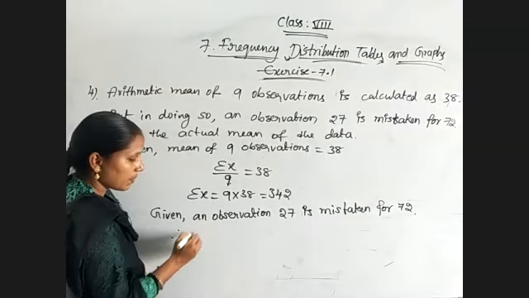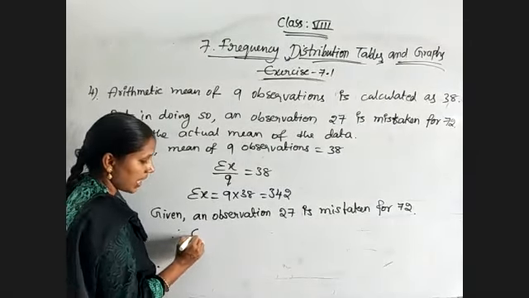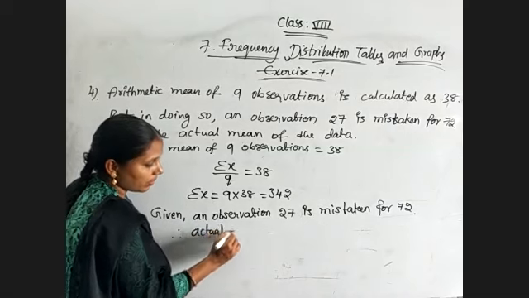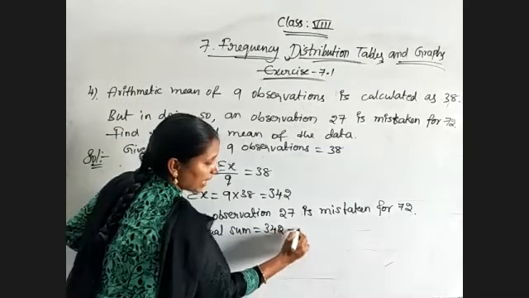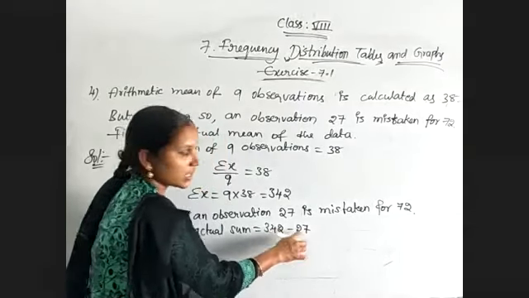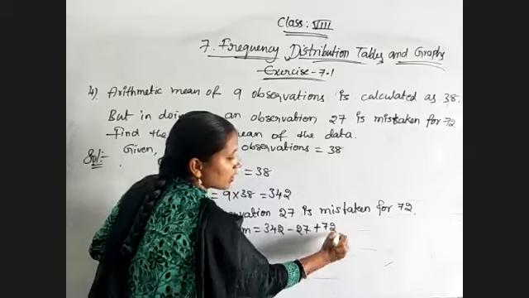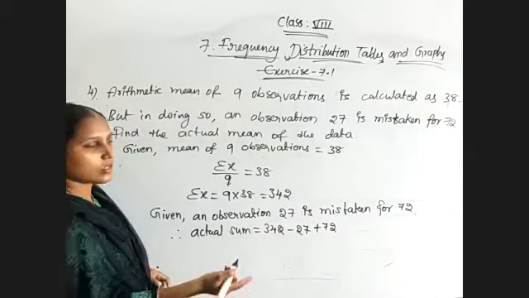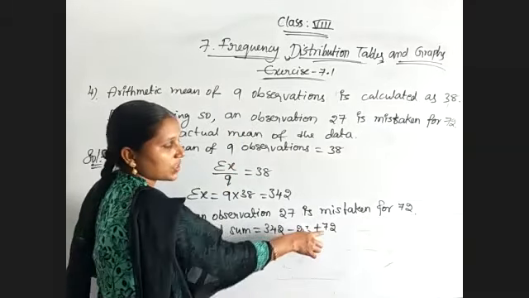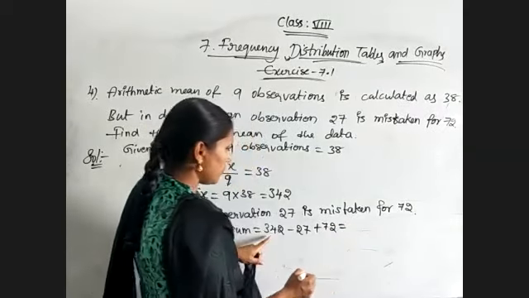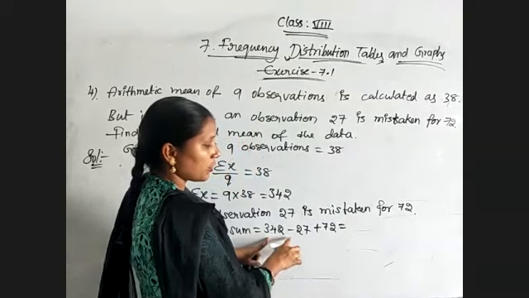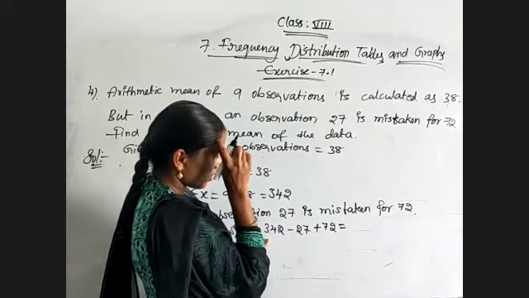Therefore, the actual sum will be equal to 342 minus 27. Remove the wrong observation and add the correct observation. Finally, you will have 9 observations only. One observation we are removing, one observation we are adding. So this will be equal to 342 minus 27 plus 72.